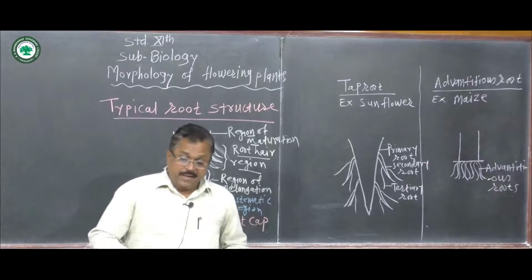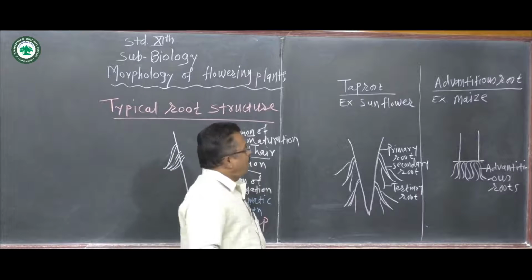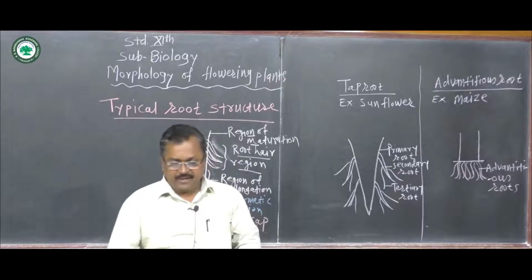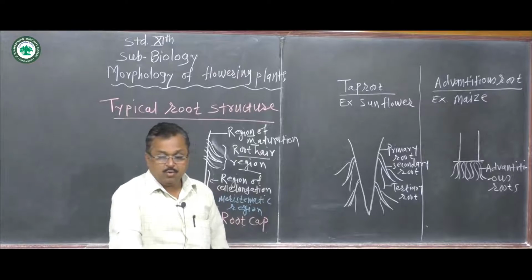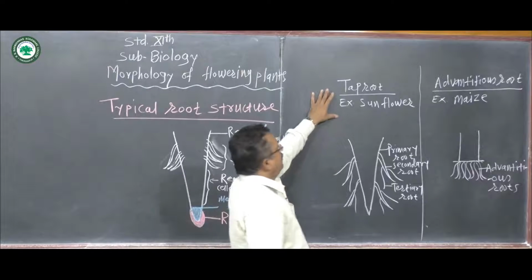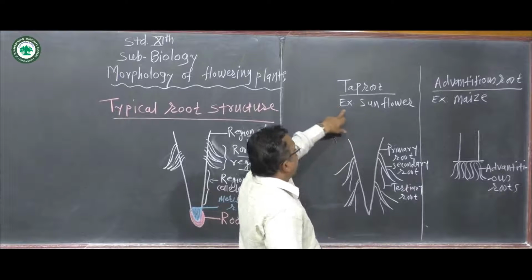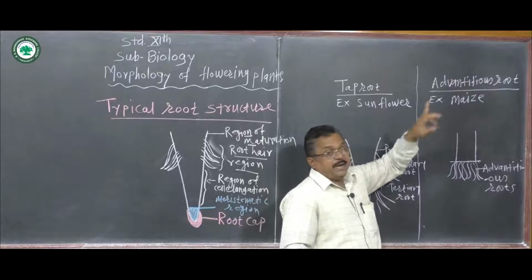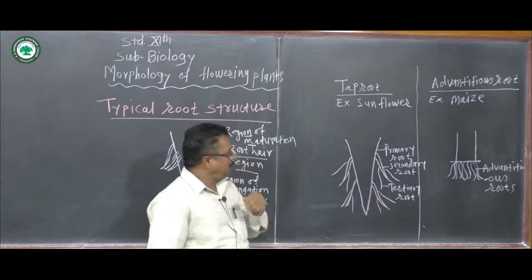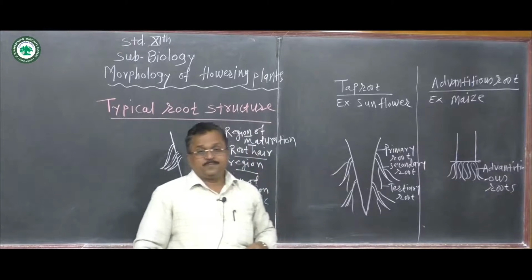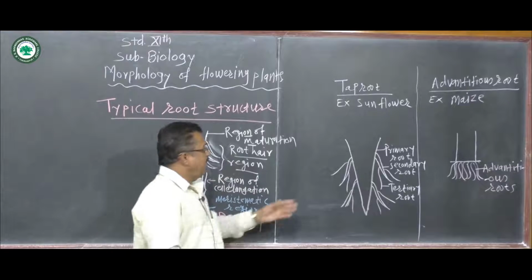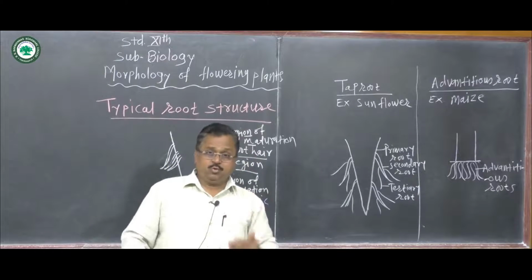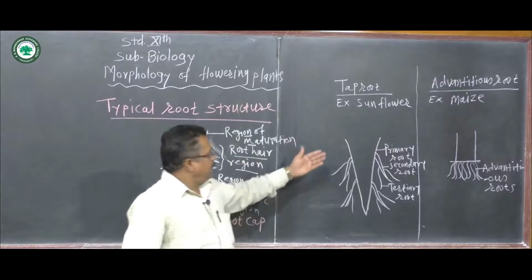Then next, types of roots. On the basis of development, roots are of two types: tap root or true root, and adventitious roots. For example, in dicot plants the tap root is present, and in monocot plants the adventitious root system is present. Here, the tap root is developed from the radicle. When the seed germinates, the radicle comes out, and from this radicle the tap root is developed.